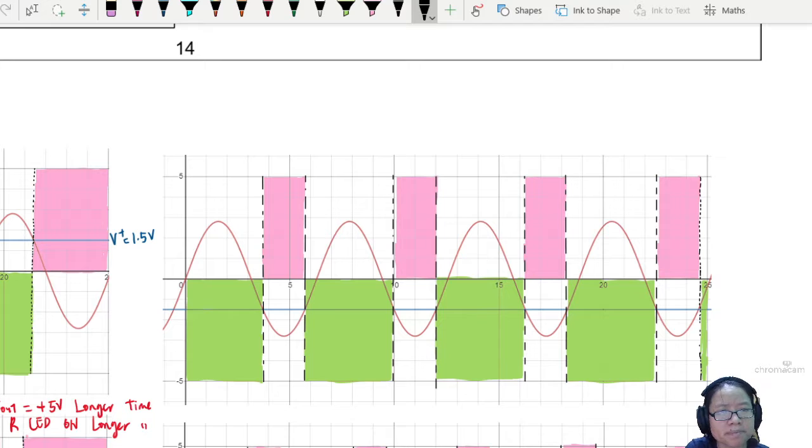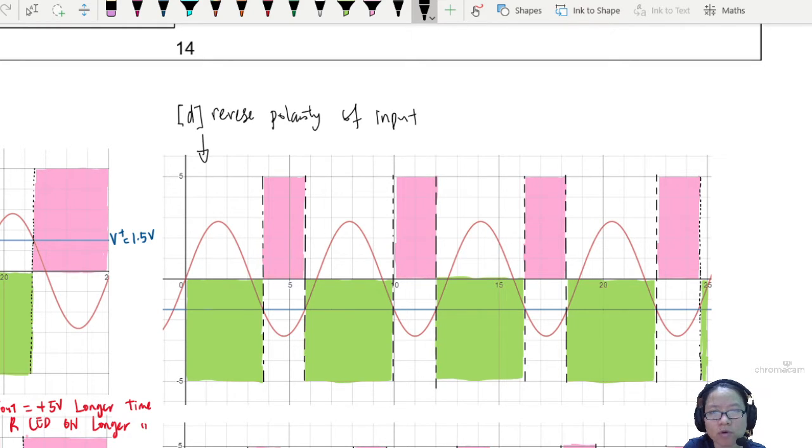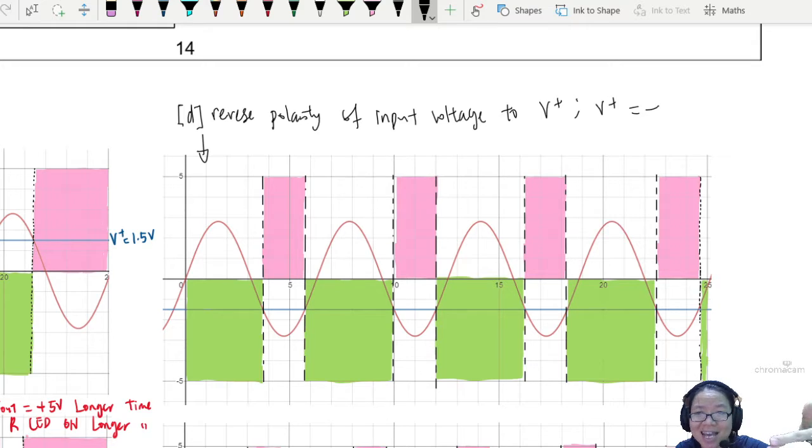All right, so this one, this particular graph, is a special case. I don't know what else to call this. The A, B, C, D. Okay, in this case, what happens is I reverse the polarity of the input voltage to V plus. So right now, your V plus, instead of positive 1.5, it is negative 1.5 volt. So this one is negative 1.5 volt now.